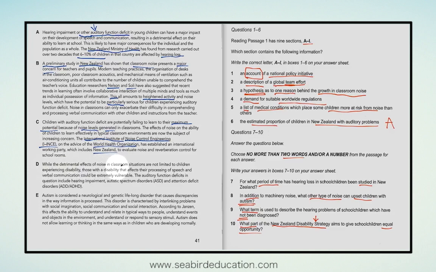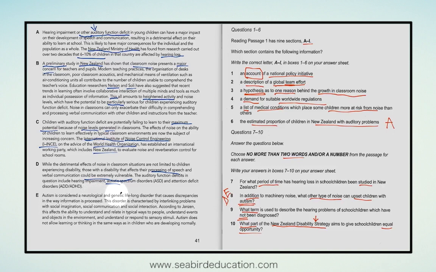While the detriments are not limited to children experiencing disability, those with a disability that affects the processing of speech can be extremely vulnerable. So processing speech, that's probably something related to this autism, which we've got over there. So have a look at that and maybe we'll see something. I'm just going to put D here so we can remember to look back there. There we go, there's autistic. Okay.